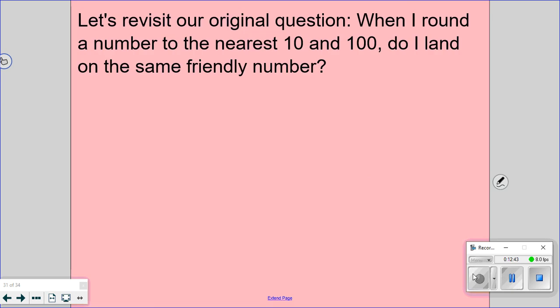All right, I want to hear about our thoughts. This is the original question that we started with. We know, Tegan, sit up, that we did not land on the same friendly number. Why? Why did that happen? Colby, why did that happen? Is rounding tens and hundreds always going to give us the same friendly number?